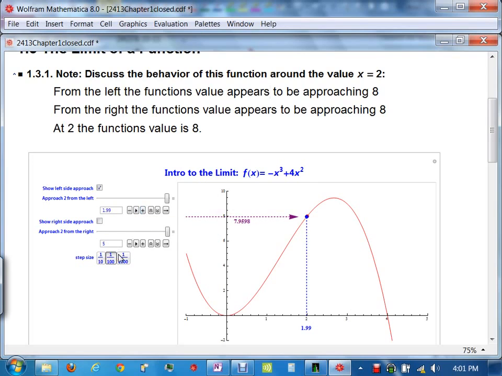Right? Now I can go to 1/1000th. Now I'm at 1.991, 1.992, 1.993, and look at my y value, getting really, really close to what? 8. The limit is not asking you what is happening at 2.